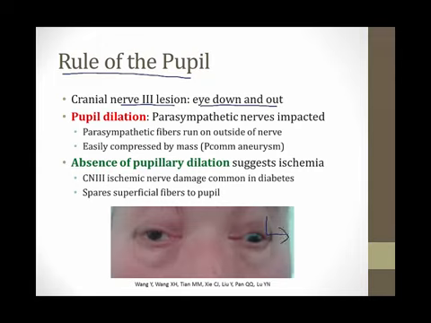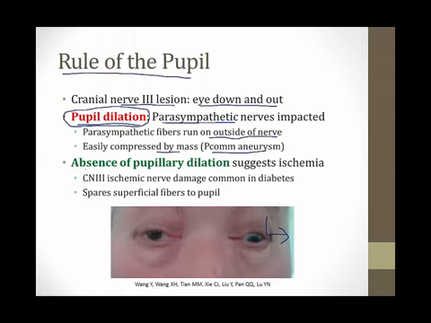When faced with a patient like this, it's very important to evaluate the pupil and decide whether there is pupillary dilation or not. If the pupil is dilated, this means the parasympathetic nerves are impacted. The parasympathetic fibers run on the outside of cranial nerve 3. This makes them easily compressed by a mass, especially a posterior communicating artery aneurysm. So if the pupil is dilated, you must consider that the patient may have a mass lesion like an aneurysm, and those patients often need imaging of the brain.